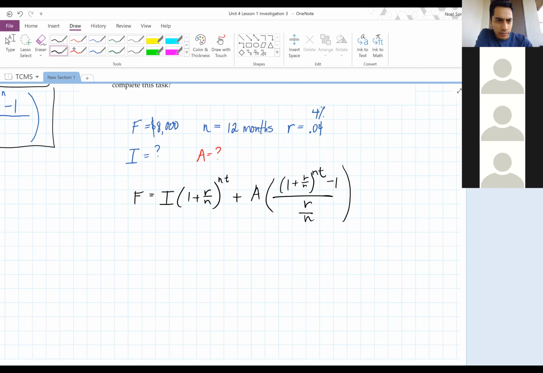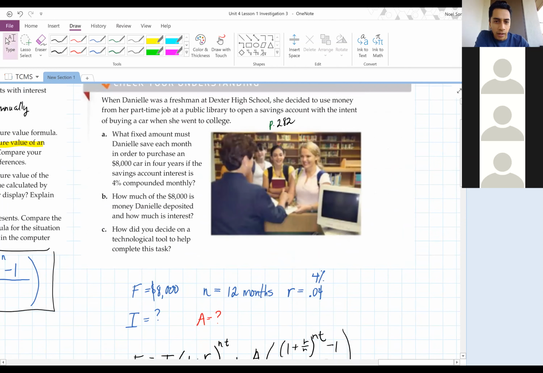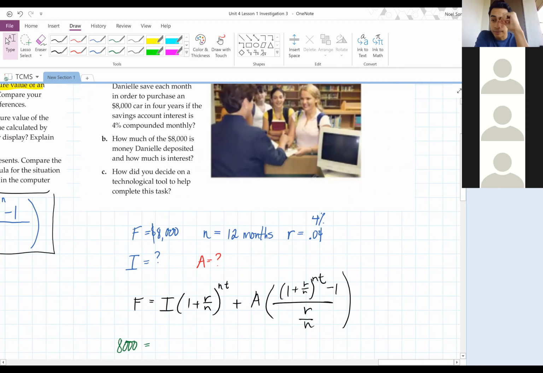And so let's see what we can plug in here. So for final value, you're looking at 8,000. Now, we don't know what to put in for the initial. In fact, it gives us no information about the initial amount. So what assumption can we make about how much money she will deposit initially?